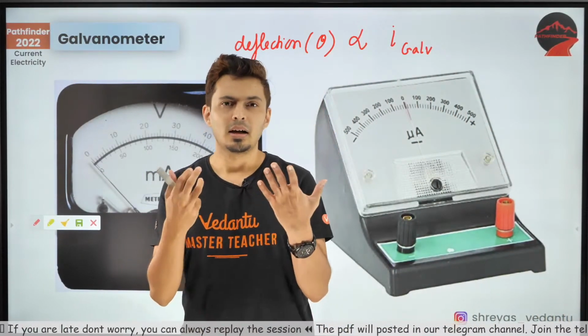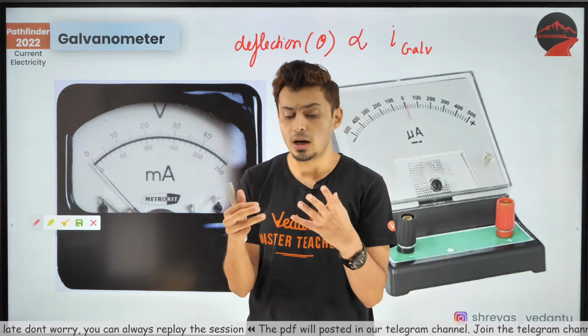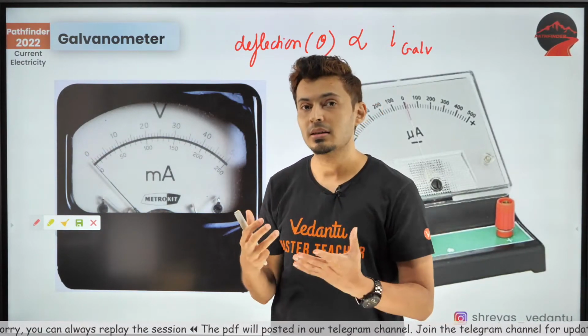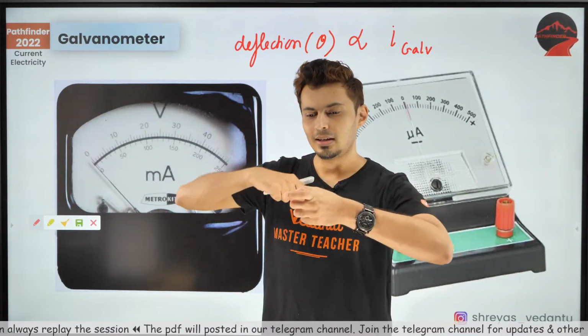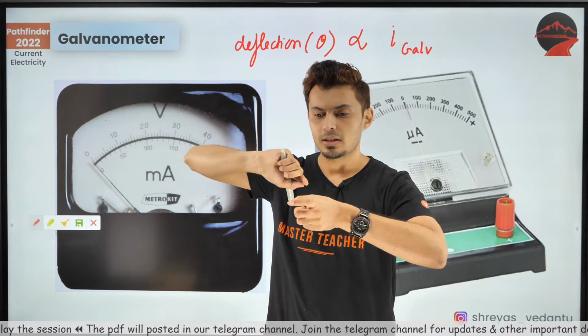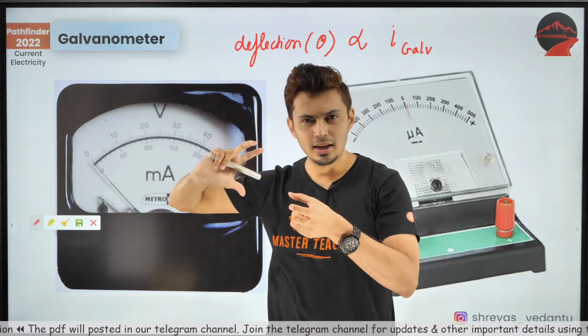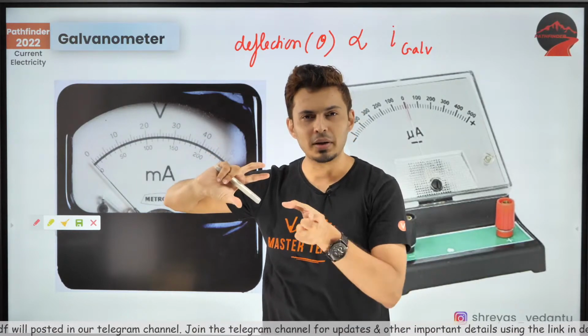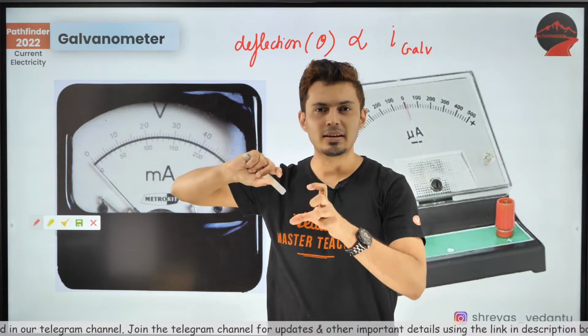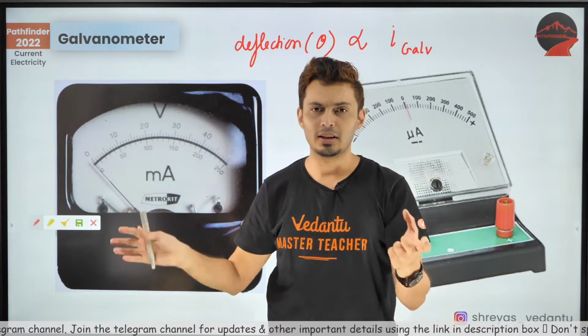And what's the basic functionality, or how does it function? The thing is, there is a coil, and when the current flows through that coil, there is a magnet, and due to the magnetic effects, the coil gets deflected. There is a spring-like action which pulls back the needle when the current goes off.